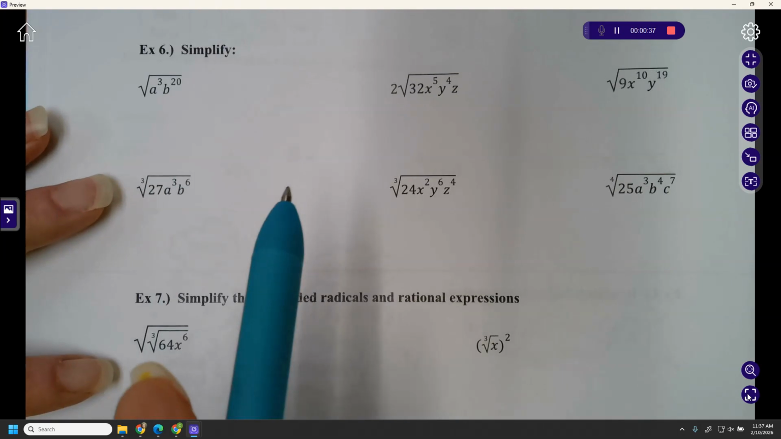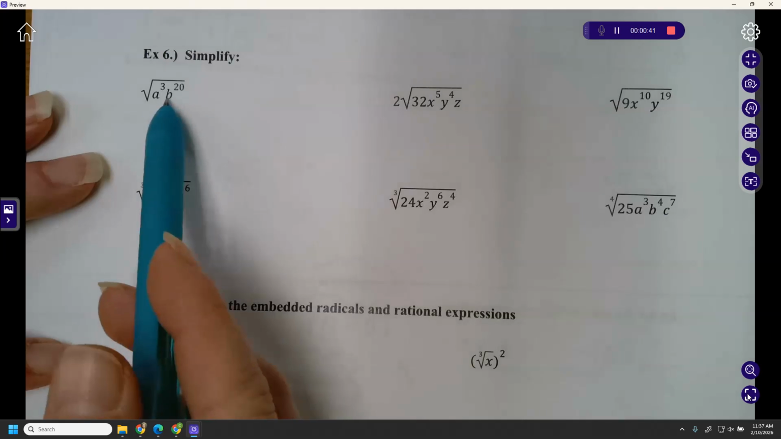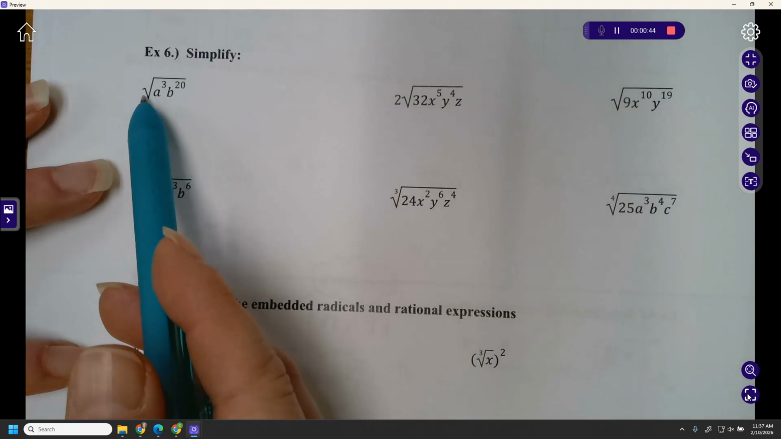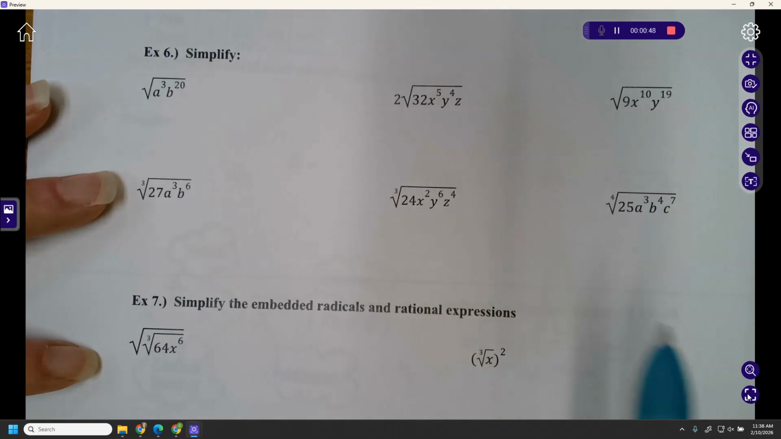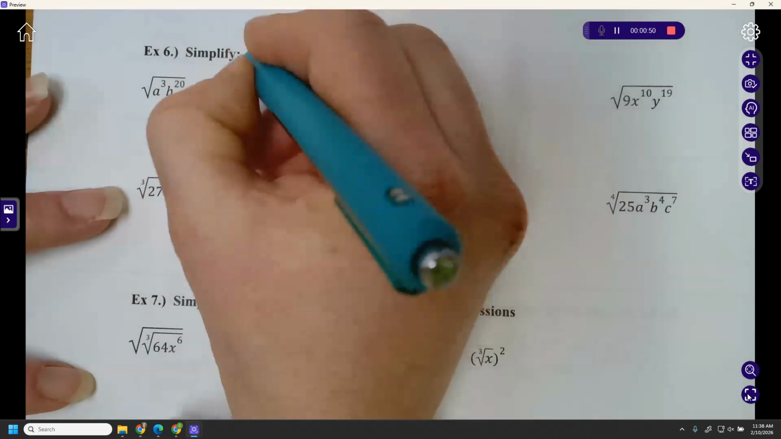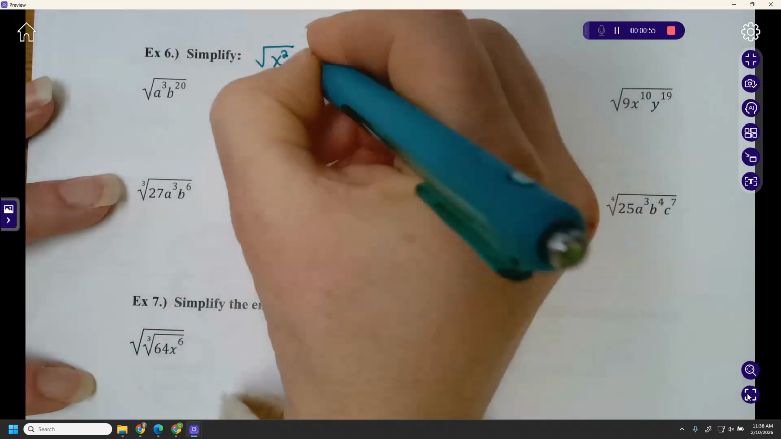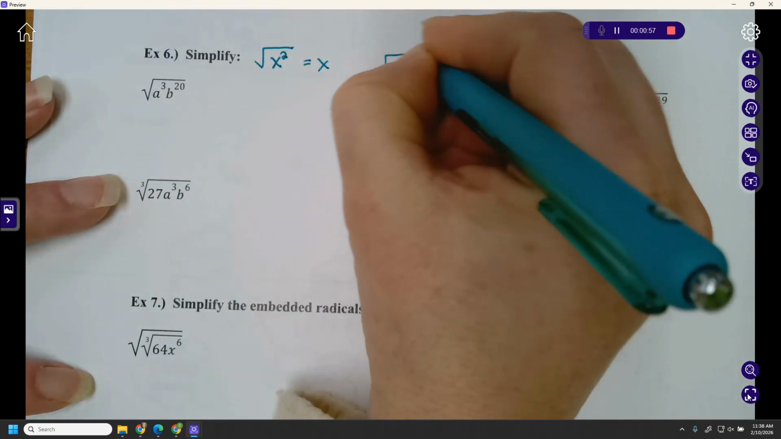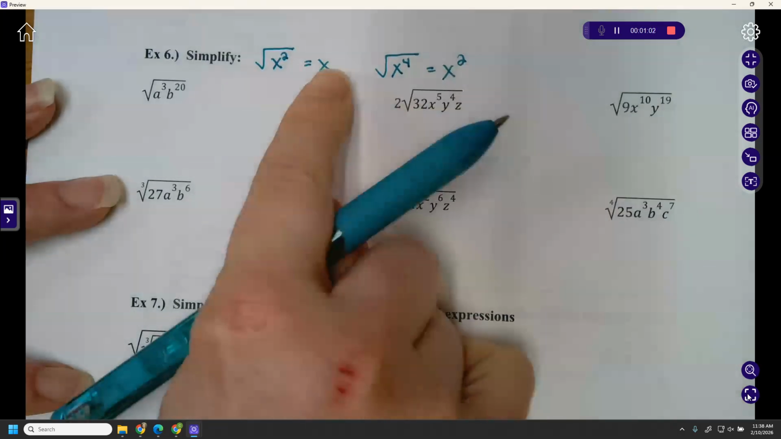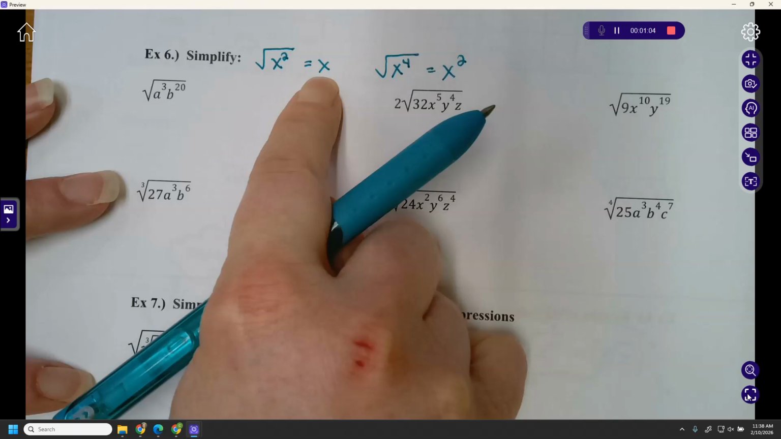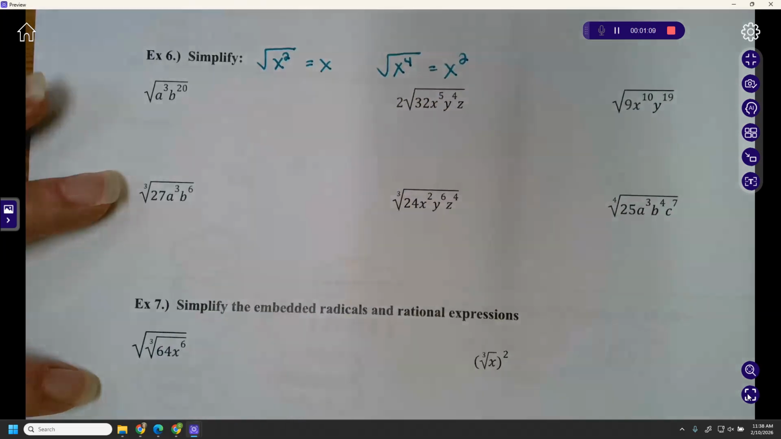And what I mean by that is I can take out for square roots, that's why I start with those, things that are perfect squares, or in other words, when they're squared, they equal that same value. So we're going with the premise that the square root of x squared is x. Or let's say I was dealing with the square root of x to the fourth is x squared. Why? Because if I went the other way, x times x gives me x squared, or x squared times x squared gives me x to the fourth.